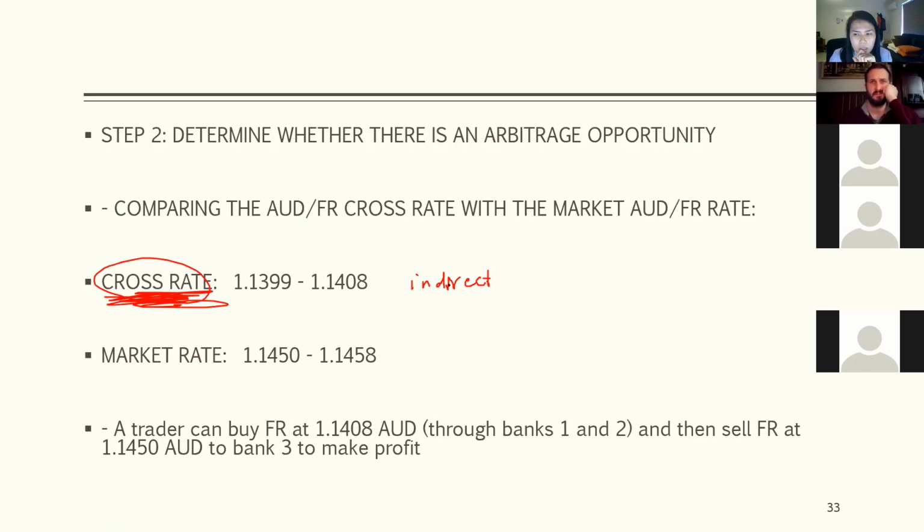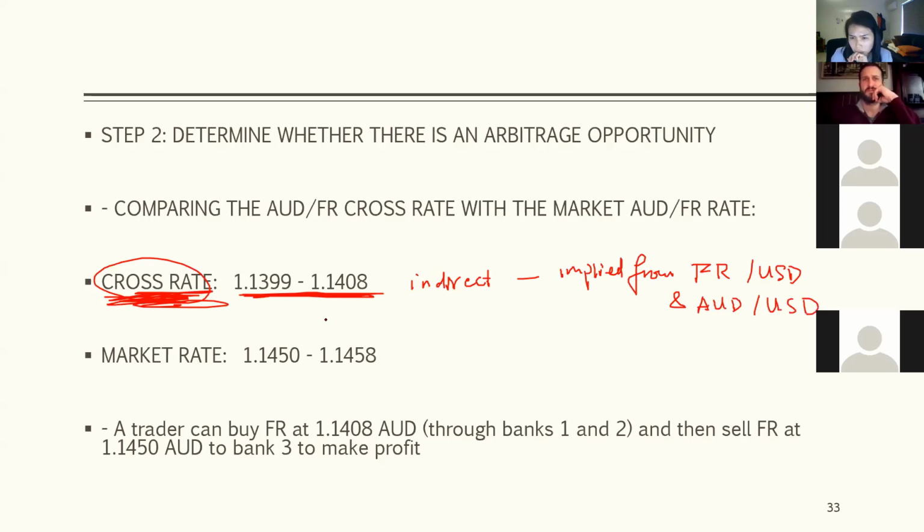The reason why we say it's indirect is because this is the rate that is implied from the 2 other exchange rates. So this is implied from this exchange rate and this exchange rate. As you can see, the first 2 banks don't really trade the franc for the AUD. So if you want to trade a franc for the AUD from the first 2 banks and get the cross rate, you have to trade through the USD.